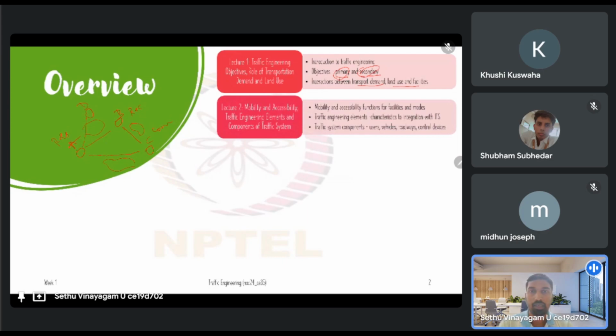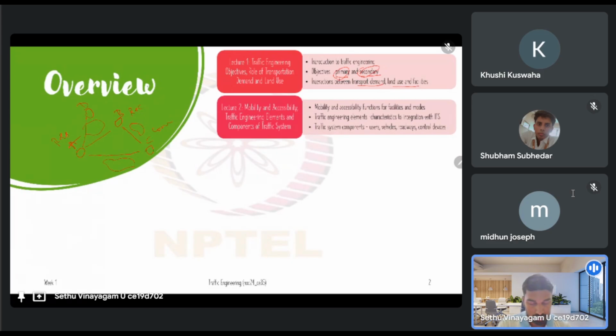Basically, mobility is the ability of a system or a facility to facilitate or allow through movement. So when you want to get from place A to place B, how easy, how efficient that particular facility is in accommodating the vehicles to move from the start to end. The ease of making those through movements is what defines the mobility of that facility.